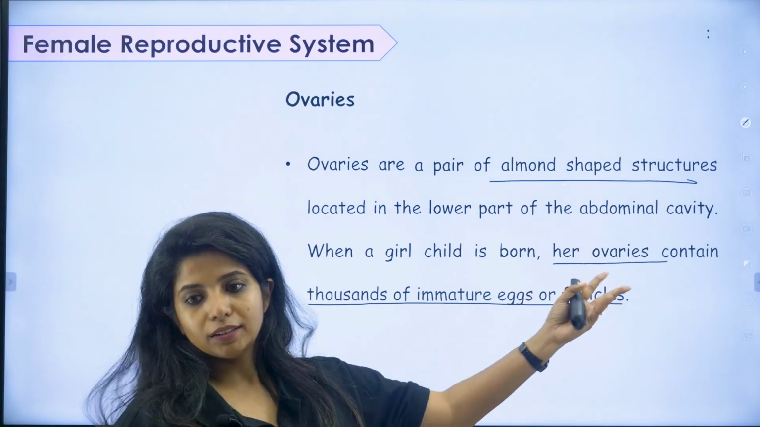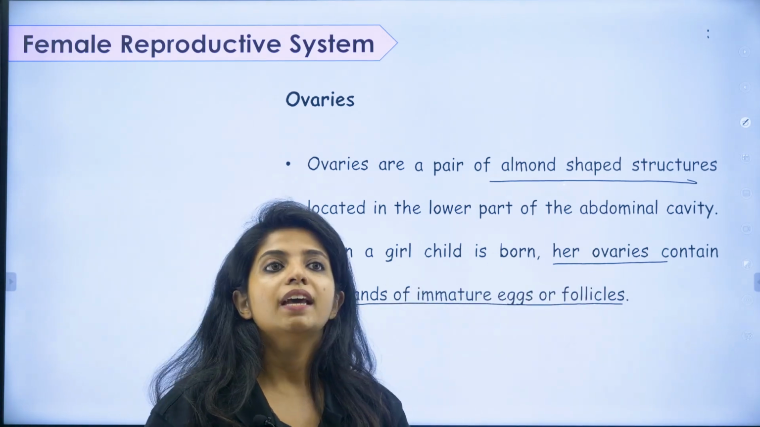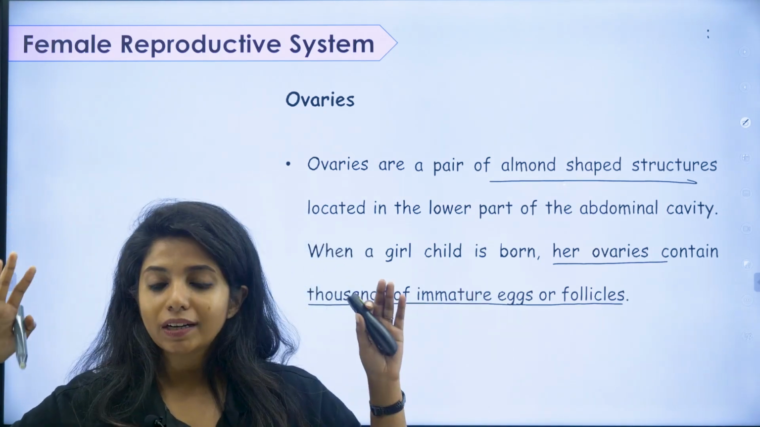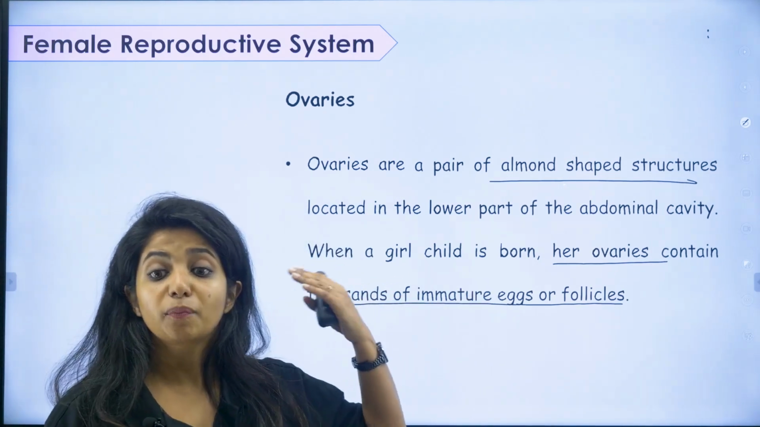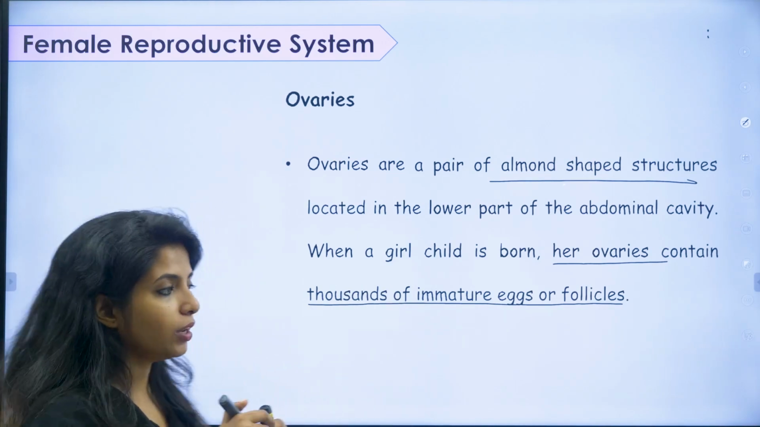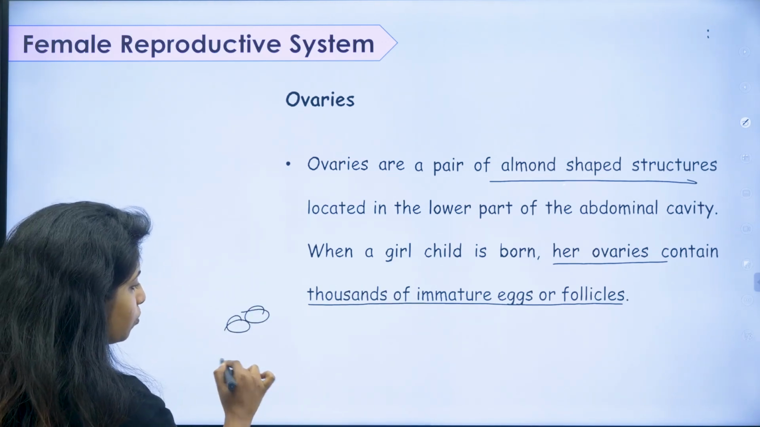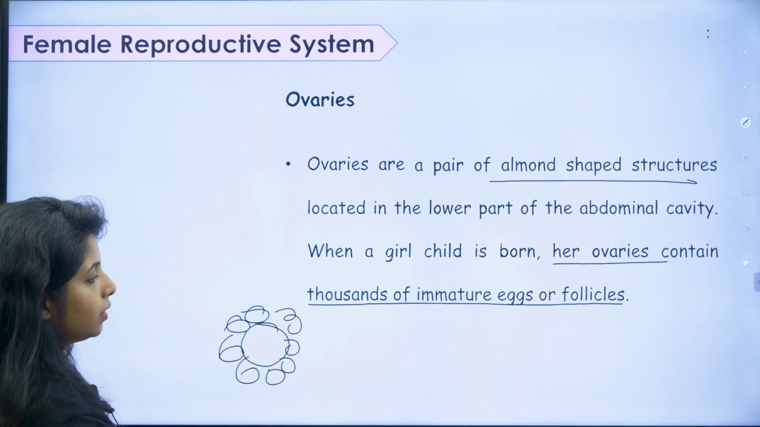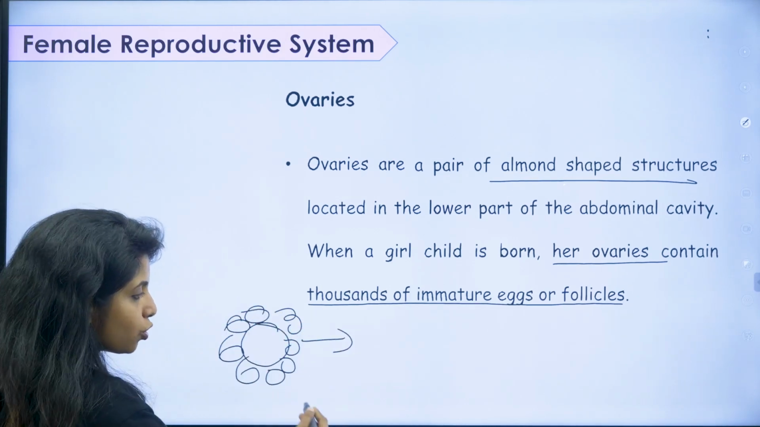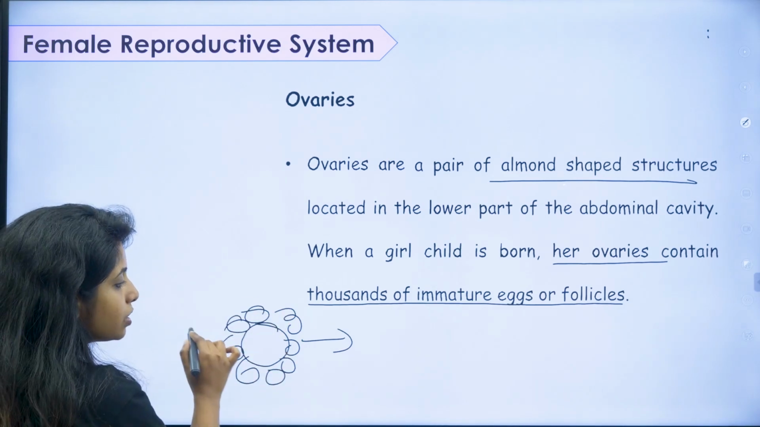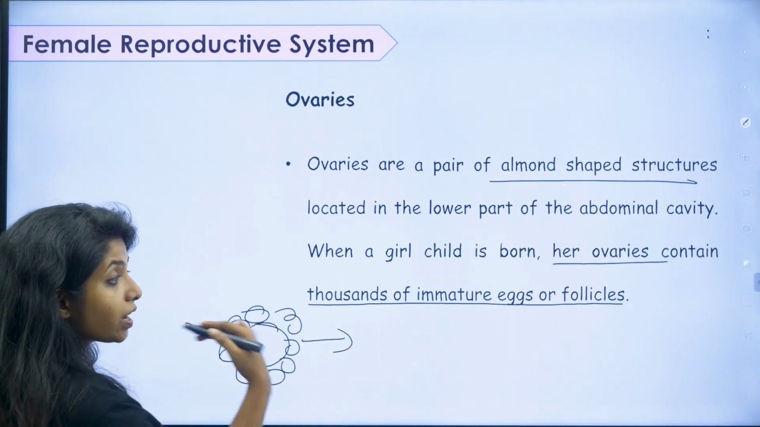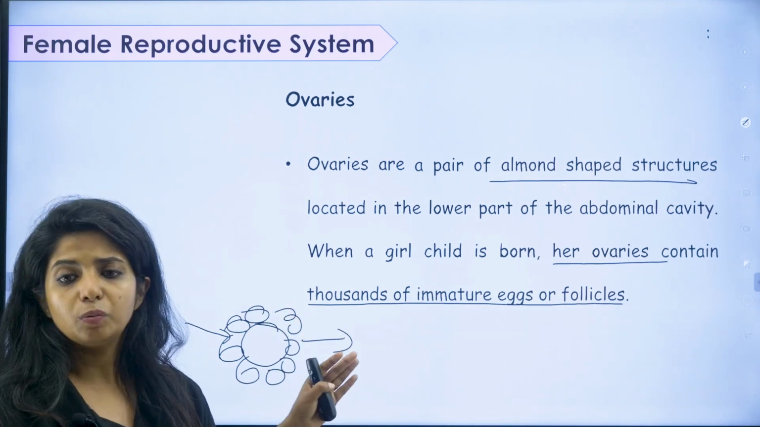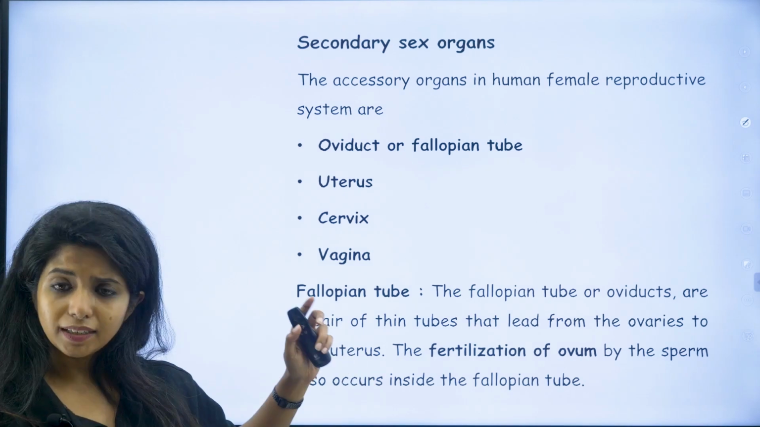So there are so many, and then 60,000 will be left, and out of this 60,000 also a lot of them degenerate over time. So when puberty starts, the immature follicles start maturing. Follicles means a group of cells that surrounds the egg, the oocyte. When they become mature, there will be division inside the cell such that it will finally form an ovum and things like that. So lots and lots of changes happen in the ovary when we hit puberty.